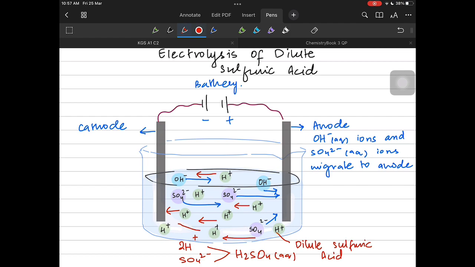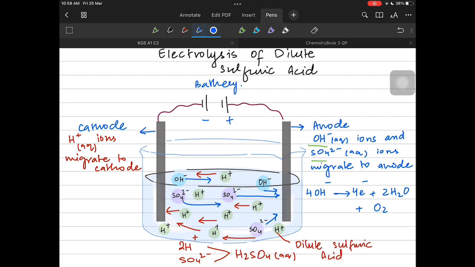There is no other kind of cation, so it's only the hydrogen ions which are going to go towards the cathode, again due to the electrostatic attractions. Now at the anode, the OH minus and sulfate ions are both going, but the oxidation will happen for only one of these, and that is OH minus. So OH minus ions will oxidize themselves, release 2 water molecules, lose electrons, and make 1 oxygen molecule.